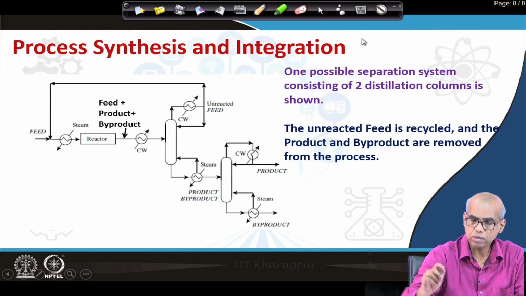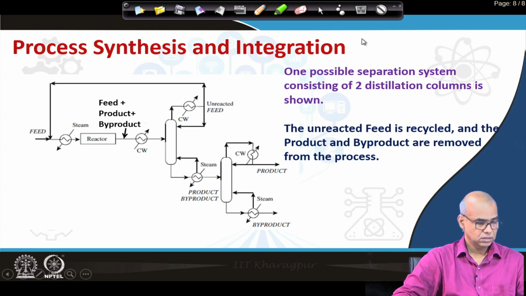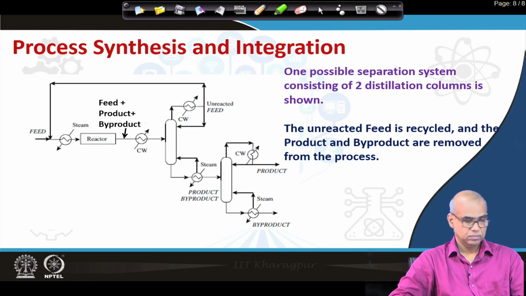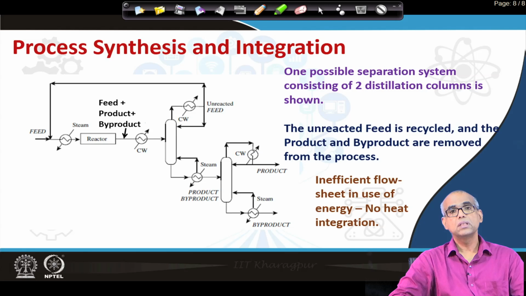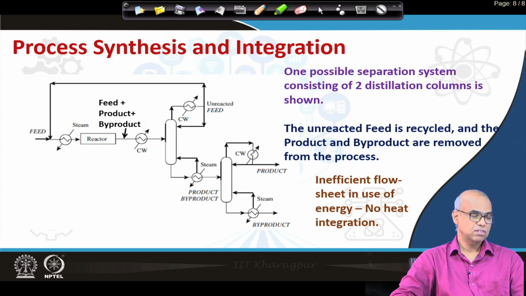So, this is one possible flow sheet. Now, this flow sheet is inefficient in terms of uses of energy, because you see that there is no heat integration. No attempt has been made to recover heat.